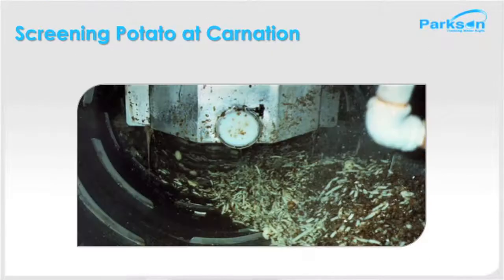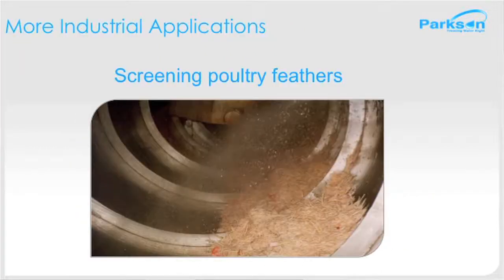Here we see screenings of potato chips, basically, French fries at a Carnation facility. Again, it's another application. Here we are seeing after the chickens are processed and their feathers are taken off, they wash the feathers down and send them to our screens with water, and then we reclaim the water and separate the feathers as a byproduct.